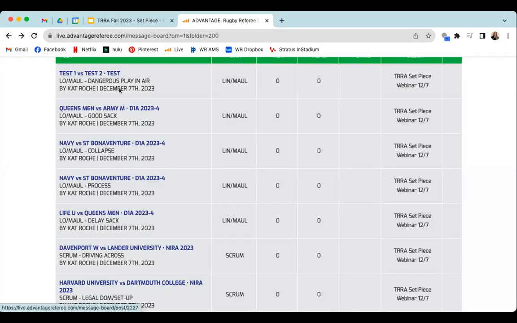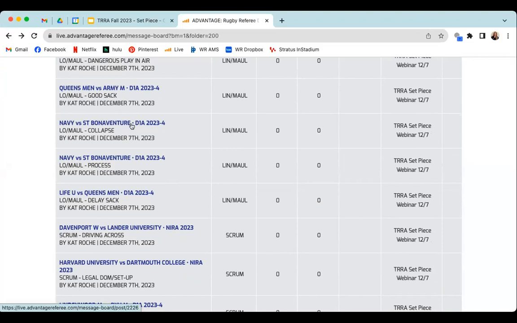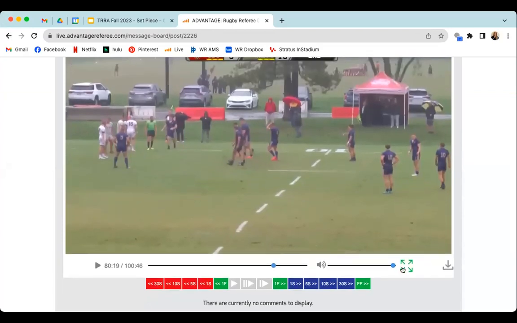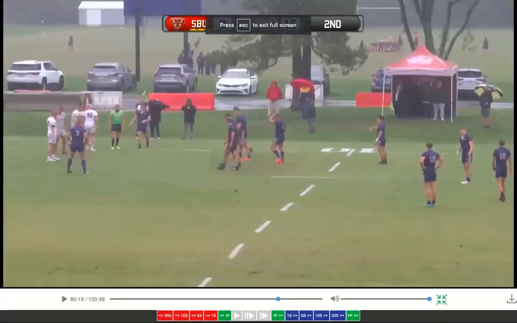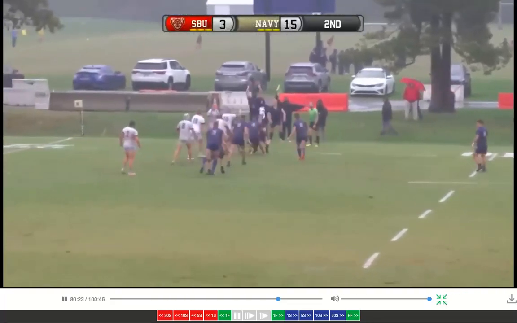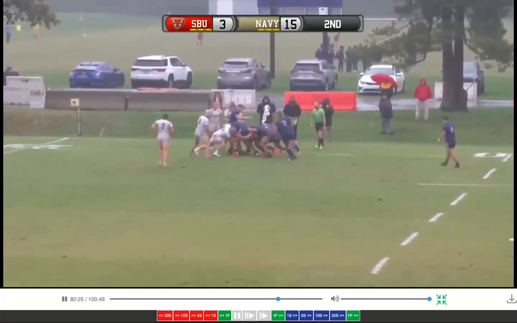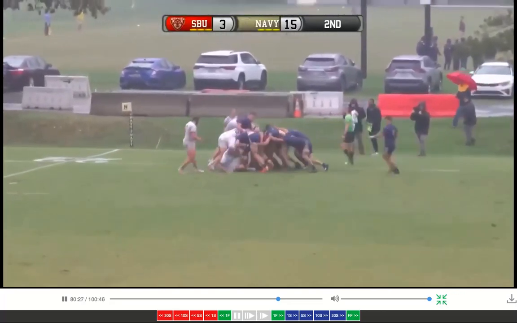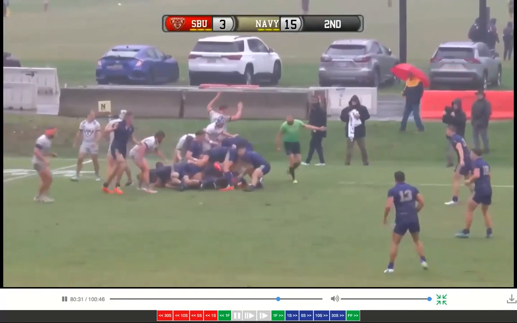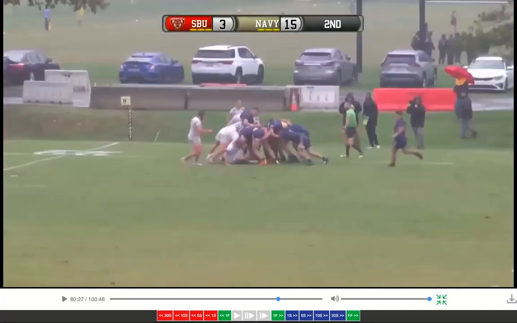Fantastic. And the last clip we're going to go through is a collapse. Ball gets into his hands, see what he can do with it. Not the best conditions for him to showcase his skill, but I'd like to see it anyway. Navy with them all. They get it set. Should be a collapsing call here. Yep. The ref gets his arm out.